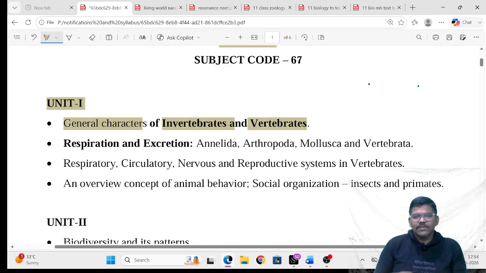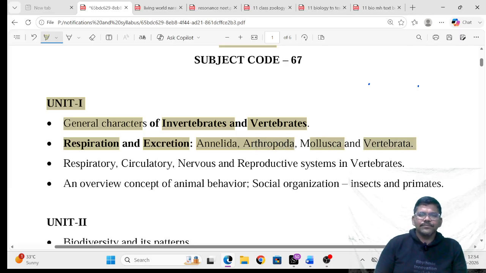Invertebrates means animals which don't have a vertebral column. Vertebrates means animals which have a vertebral column. And we need to see the respiration and excretion in Annelida, Arthropoda, Mollusca and Vertebrata. Annelida, Arthropoda and Mollusca are the invertebrate phyla. Apart from that, in Vertebrata, we need to see about respiration and excretion.